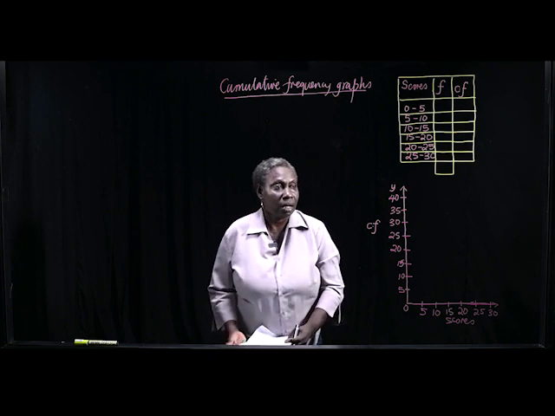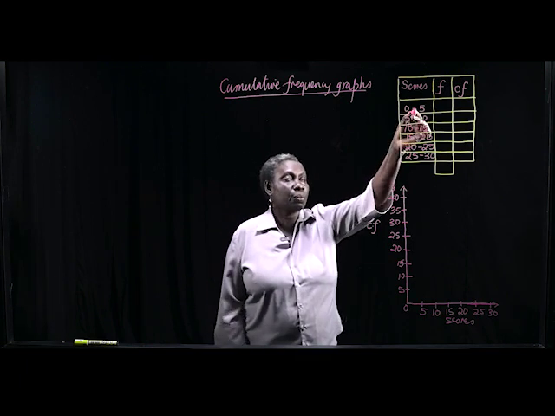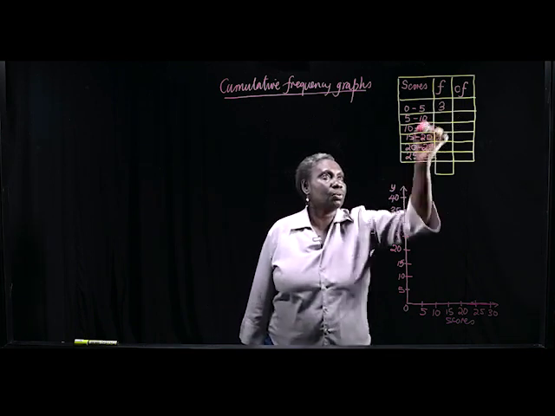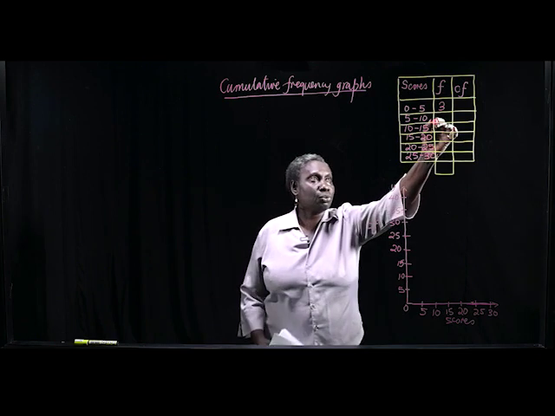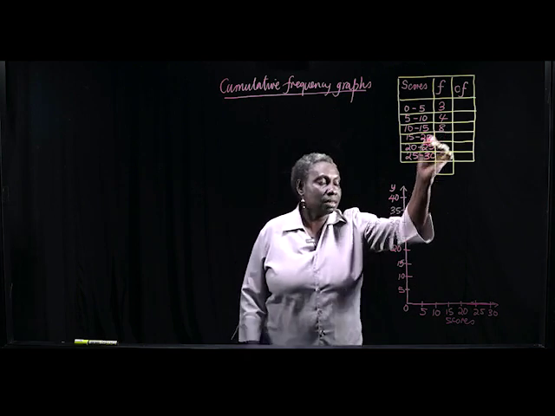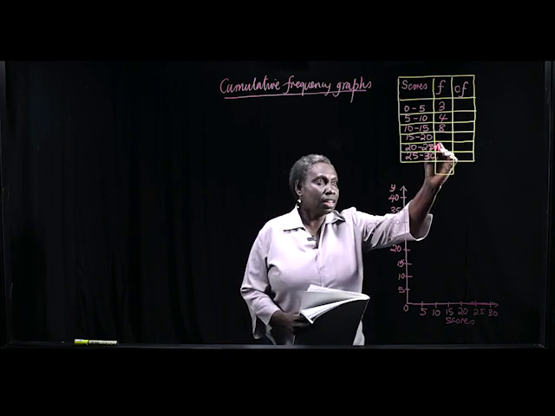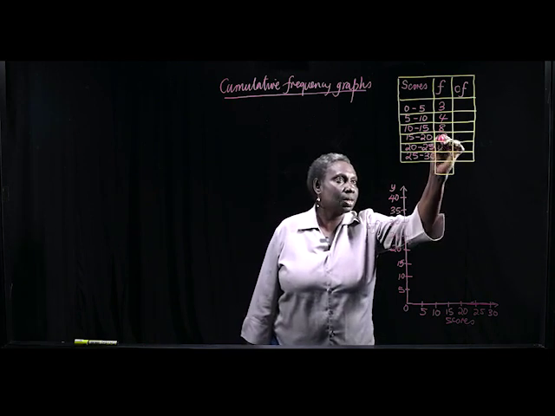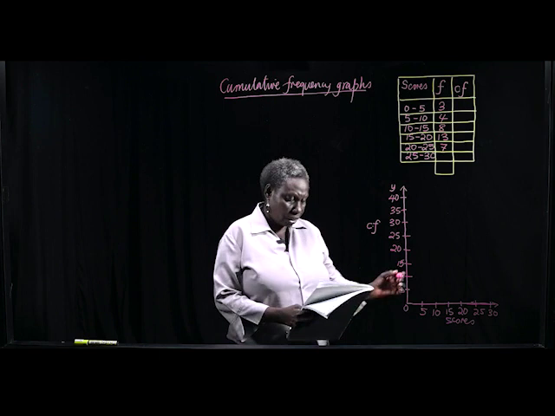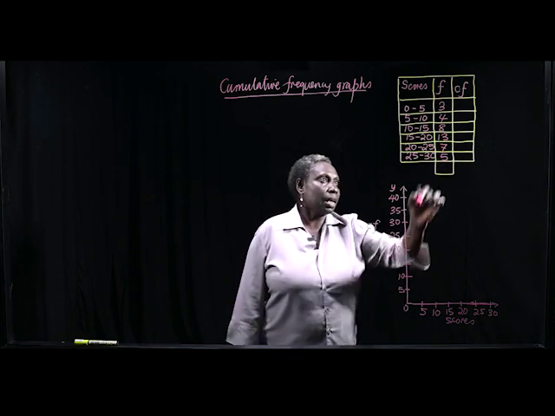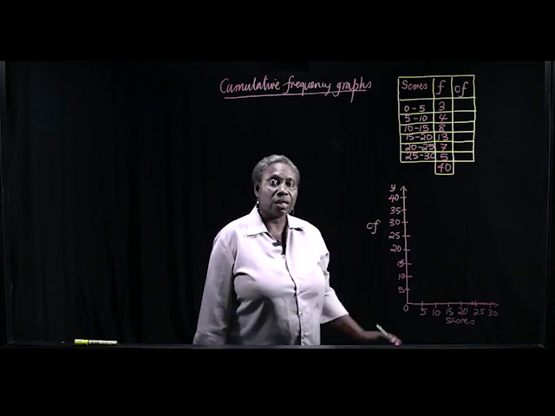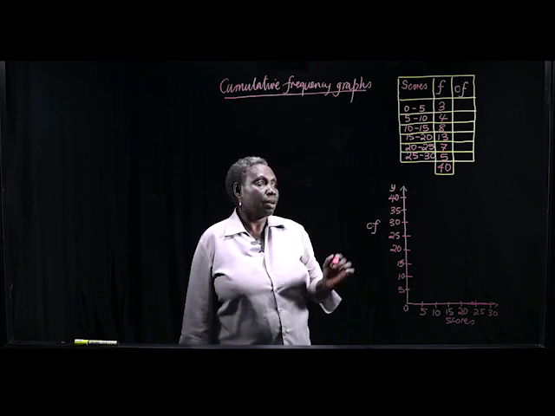Okay, let's look at the number of students with the scores that I have put up on the board. From 0 to 5, I have 3 students. 5 to 10, 4 students. 10 to 15, 8 students. 15 to 20, 13 students. 20 to 25, 7 students, and 25 to 30, 5 students. If we add all those numbers, they add up to 40. The total frequency always tells us the total number of students.